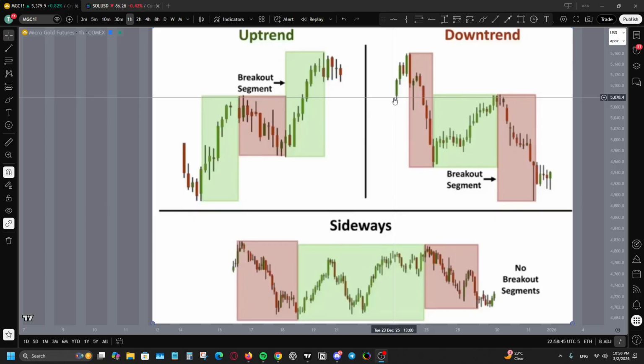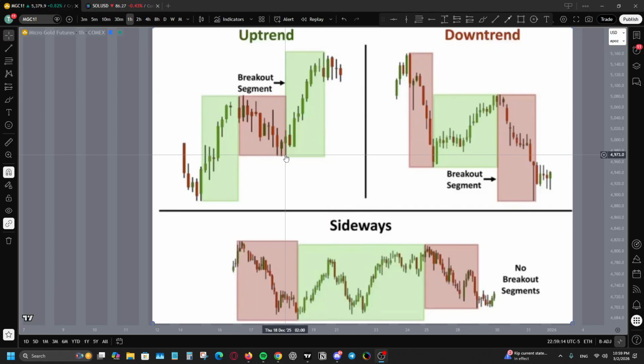These three patterns are what you see on the screen here. Pretty much these three trends, correct? Which are uptrends, downtrends, and sideways trends. These are the three trends that every market has, and the way we spot them is by looking at them on the charts, and I'll break everything down for you guys.